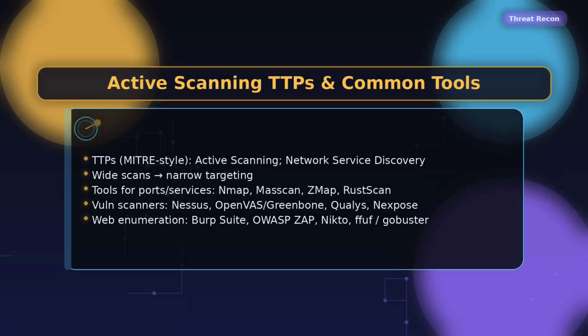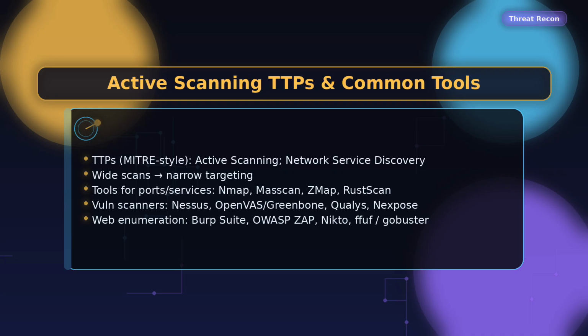Let's connect active scanning to real-world TTPs. In many frameworks, you'll see active scanning used during reconnaissance, starting broad, then focusing on what responds. After initial reachability checks, attackers and defenders perform network service discovery to identify what's running and where. Tool-wise, you'll commonly hear Nmap for detailed mapping, and high-speed scanners like Masscan or ZMap for large ranges.